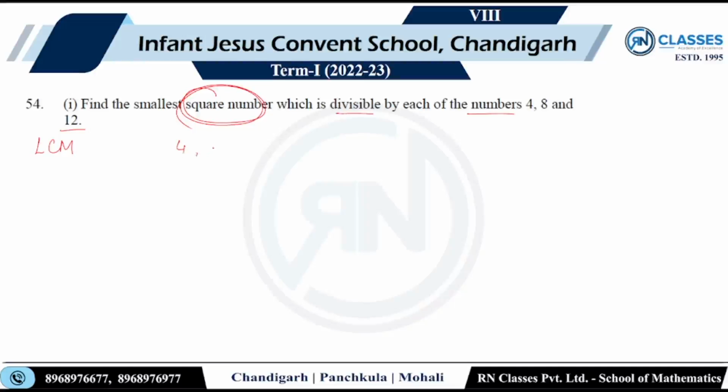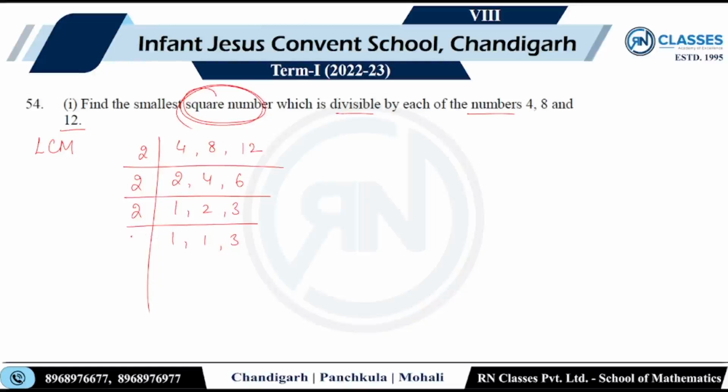So 4, 8 and 12. Smallest number, we will find first. So it would be 2, 2, 2 are 4, 2, 4 are 8, 2, 6 are 12. Again, it is divisible by 2: 2 ones are 2, 2 2s are 4, 2 3s are 6. And now again 2: 1, 1 and 3. Again 3: 1, 1, 1. So the smallest number which divides these is this.